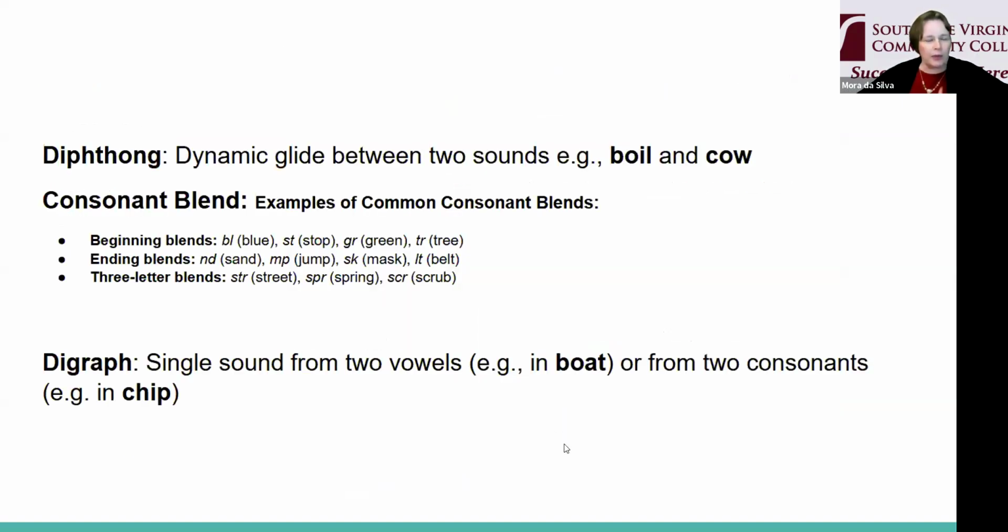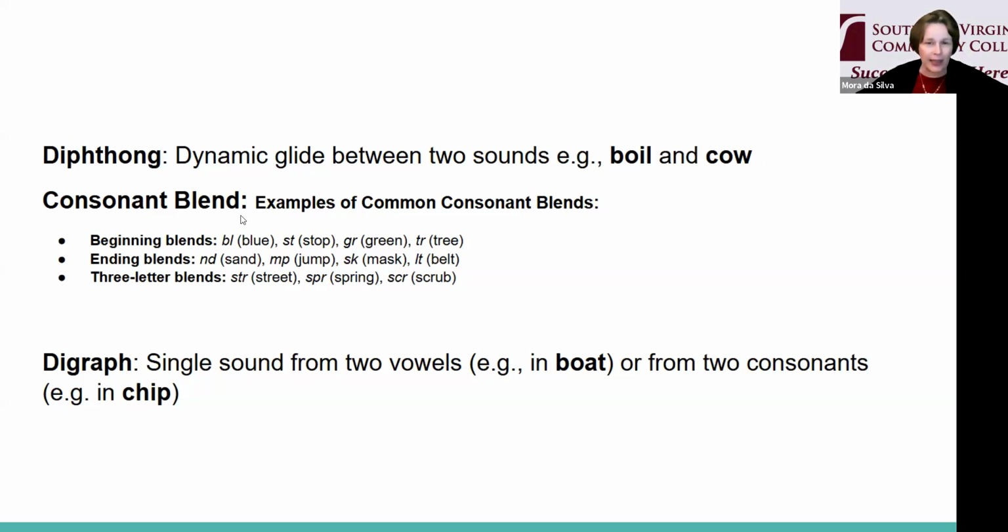All right, just some more vocabulary, some review here. A diphthong, that is just the craziest spelling to me. I have a very hard time remembering that. But anyway, diphthong, it is a dynamic glide between two sounds. For example, boil and cow. So say boil, you hear that oi, all right? And then cow. When you say boil, if you see how your mouth is behaving, it's doing two things. And same with cow. Ow. Your mouth does two things. So there's a glide between two sounds.